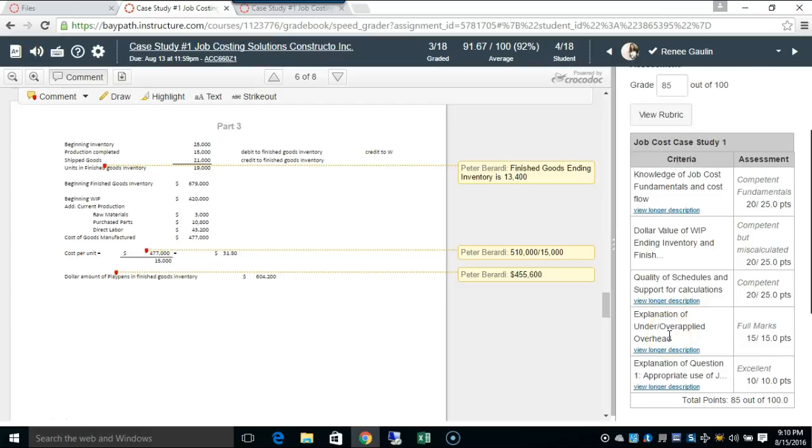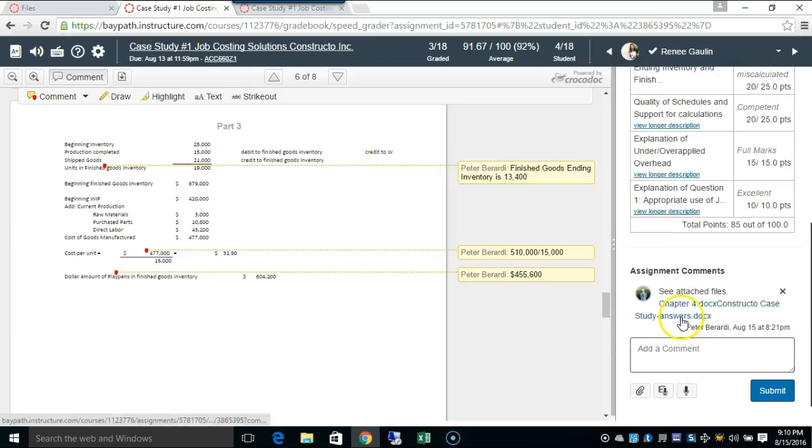Explanation of under and overapplied was very good, spot on. And your first answer to your job cost problem was spot on. As you can see, I submitted the answers so you could study it a little more and get familiar with it. Overall, very good job. But it goes to show you, when you miscalculate one answer, it flows through. So you lost some points there.